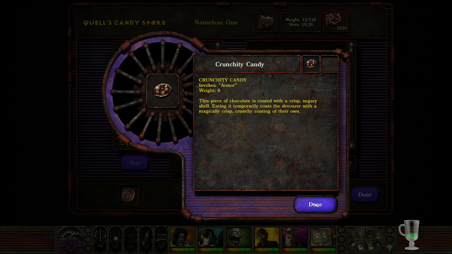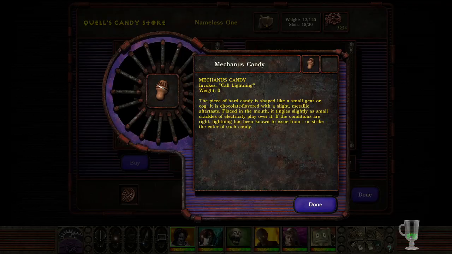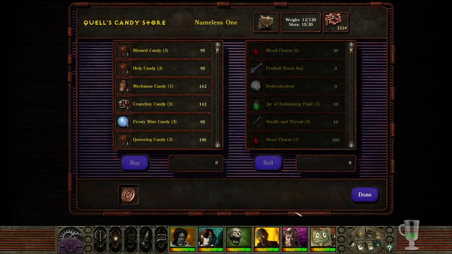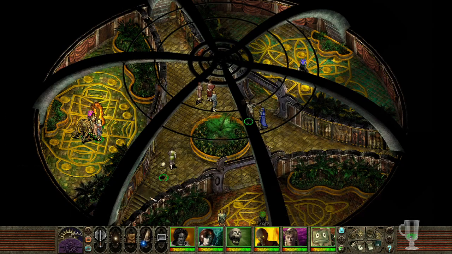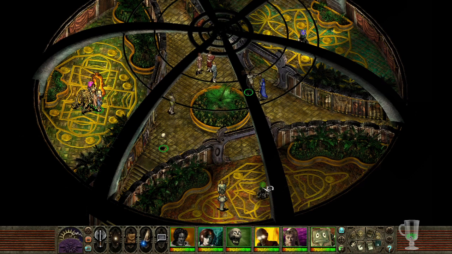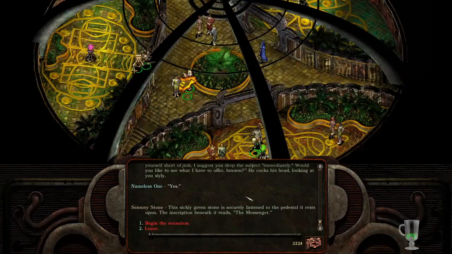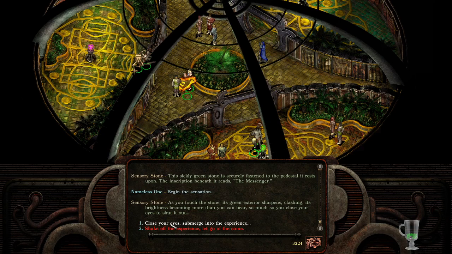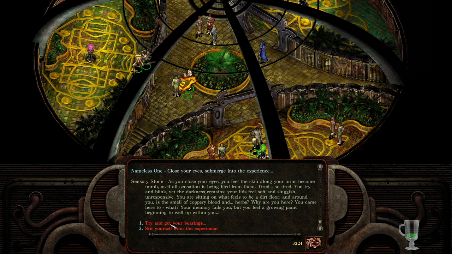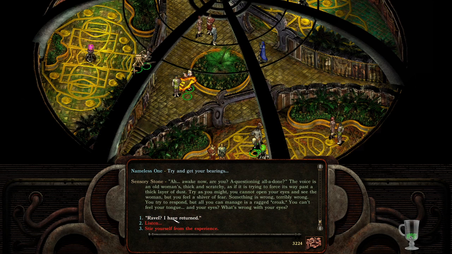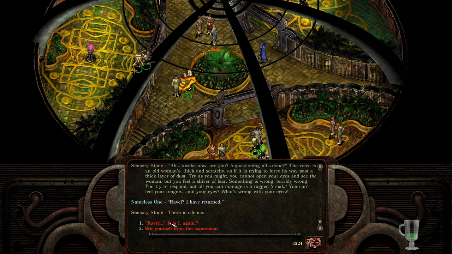Crunchy candy. Eating it temporarily coats the devourer with a magically crisp, crunchy coating of their own. It tingles slightly as it crackles with electricity. If the conditions are right, lightning has been known to issue from or strike the eater of such candy. Okay then. No luck there. I don't think I'm gonna get anything from Ravel.